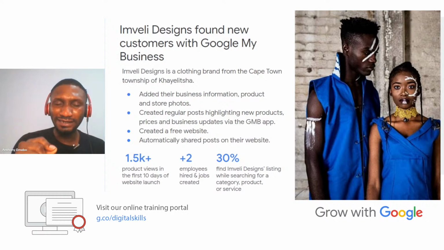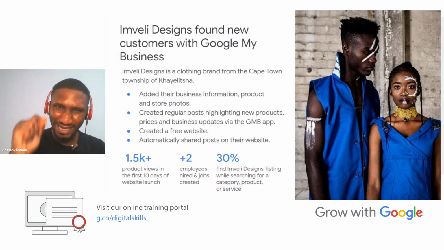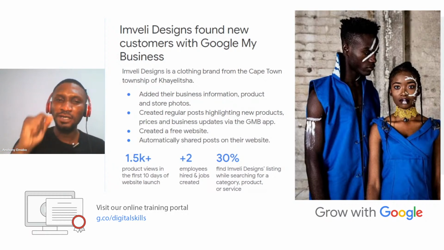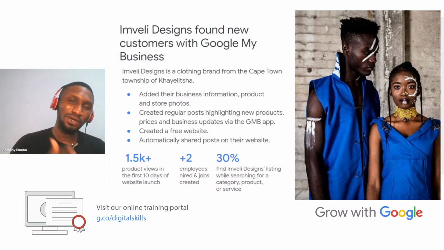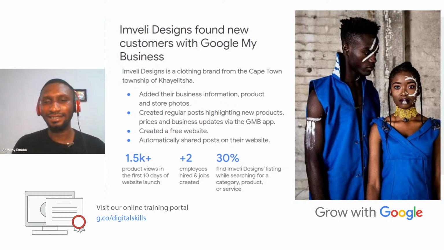30% found Untitled Designs, not going to search for Untitled Designs themselves, but searching for the products or what they're offering. If you're a baker, people are not just going to find you. Maybe yours is XYZ cakes. People are not just going to find you when they search for XYZ cakes. If they search for cakes near me, bakery near me, they would find you. Isn't this amazing? Super amazing.